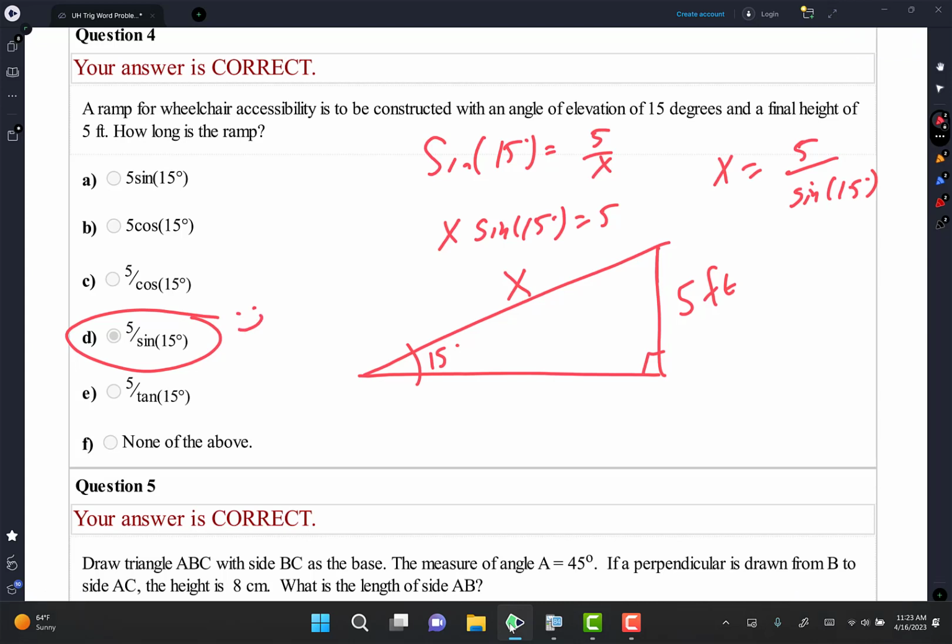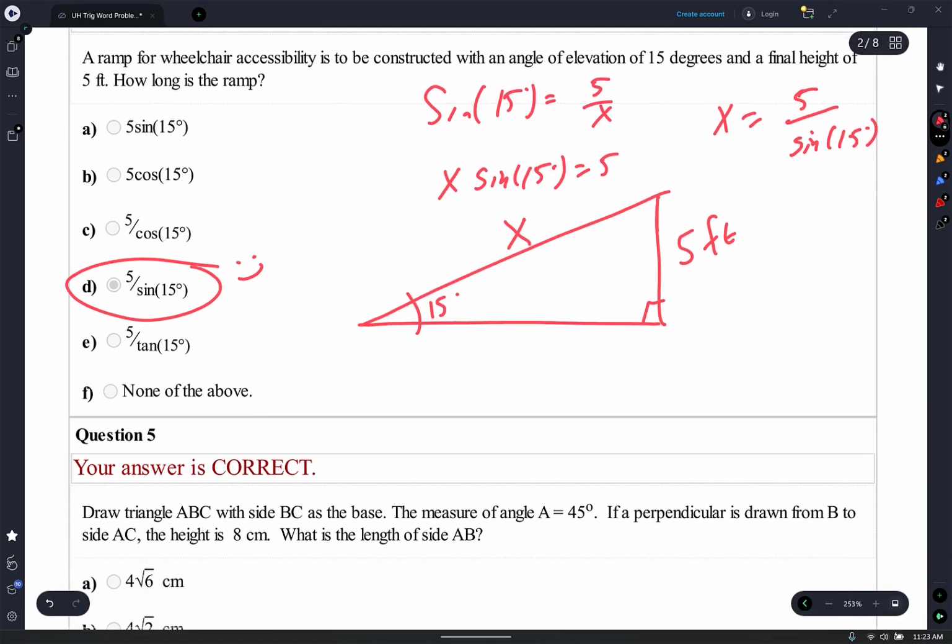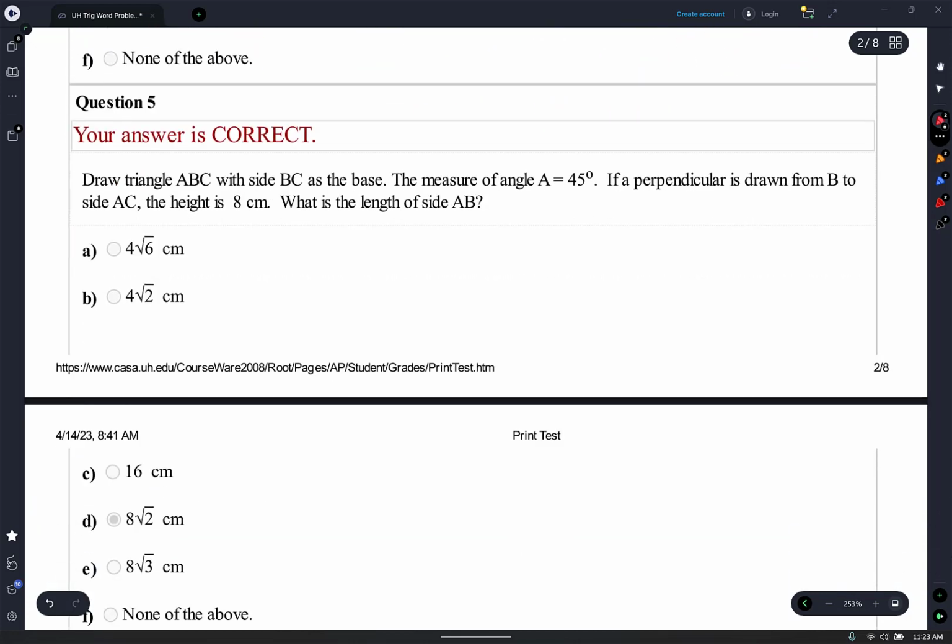Pause the video, guys, or rewind it if you need to relook at it real quick. But it's pretty straightforward, guys. Hopefully that explanation is pretty good. Let's go to the next one.